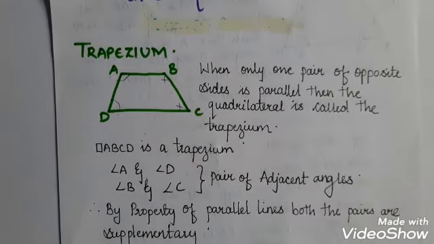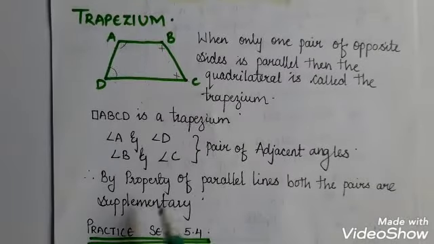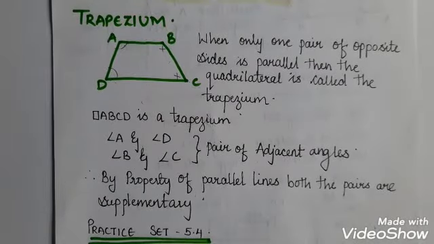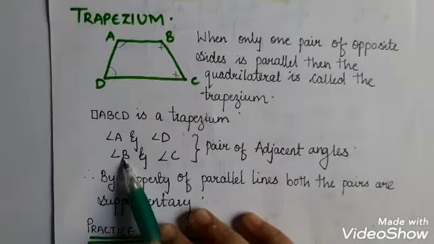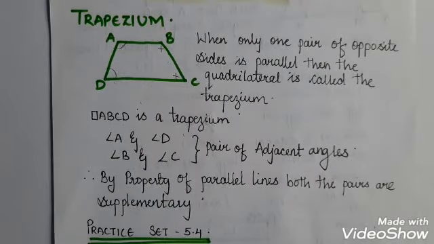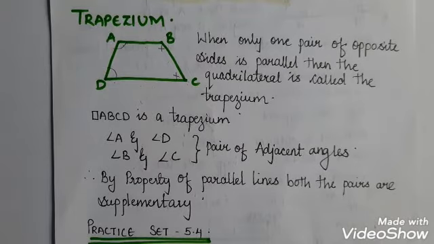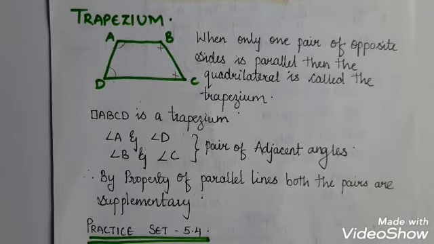Now, by the property of parallel lines, both the pairs are supplementary. That means angle A plus angle D is 180 and angle B plus angle C is also 180. So we can say that the pairs of adjacent angles are supplementary.